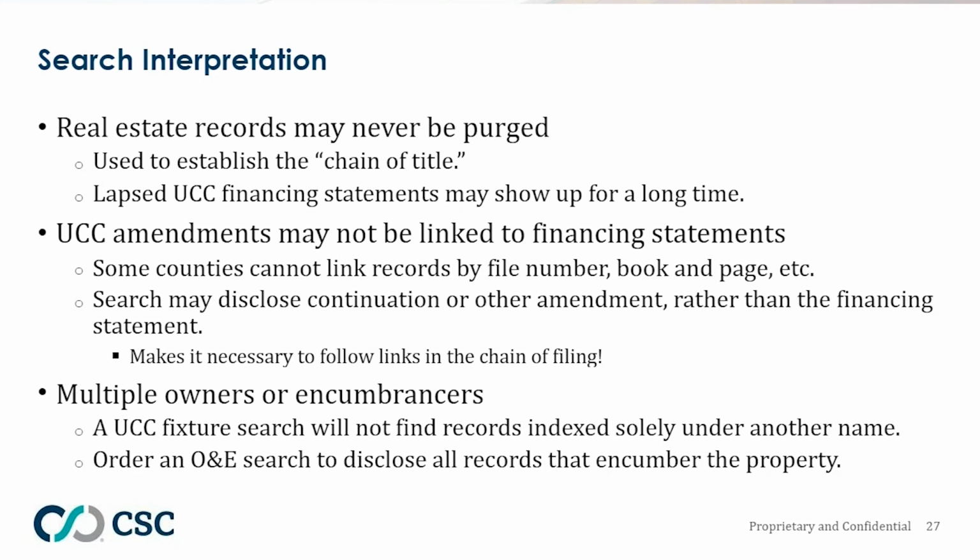Finally, if there are multiple owners or encumbrances on the property, a fixture filing filed under the name of one owner may not be disclosed on a search under a different owner's name. So it's important to take a look and see who all has an interest in the property and perhaps search on multiple names to determine whether all the records related to that property are disclosed. And again, the best way to do that is through an ownership and encumbrance search.